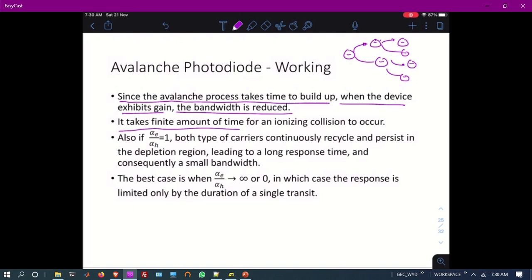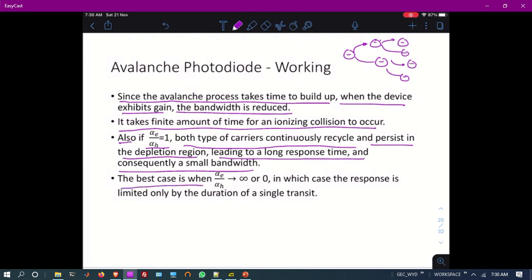It takes a finite amount of time for ionizing collision to occur. Also, if alpha e by alpha h is equal to 1, both types of carriers continuously recycle and persist in the depletion region, leading to a long response time and consequently a small bandwidth. So that we have already told. If alpha e by alpha h is equal to 1, that means you have an equal number of electrons and holes, which in turn have a probability of combining again. In that case, they will not go to the external circuit, which will reduce the current.